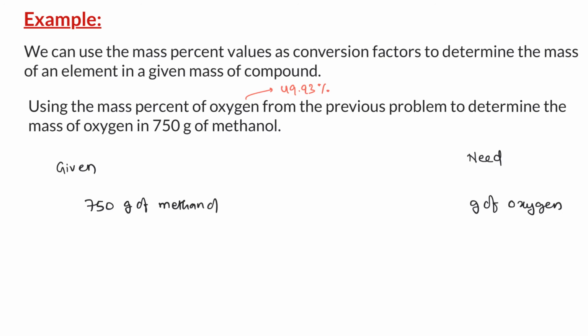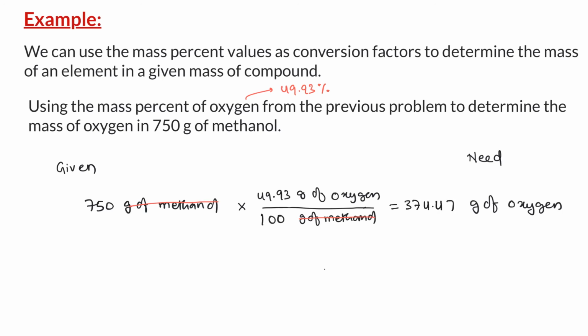So we need to multiply the 750 grams of methanol with a conversion factor that cancels the mass of methanol and introduces the mass of oxygen. That is 49.93 grams of oxygen per 100 grams of methanol. Grams of methanol gets cancelled. If we do the math, we get 374.47 grams of oxygen per 750 grams of methanol.